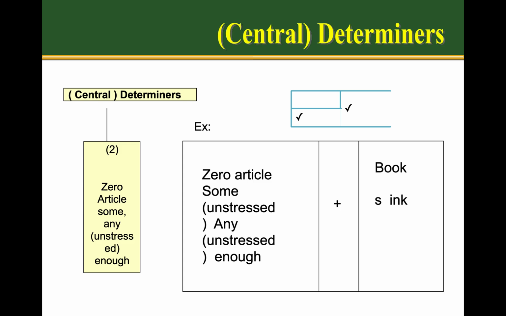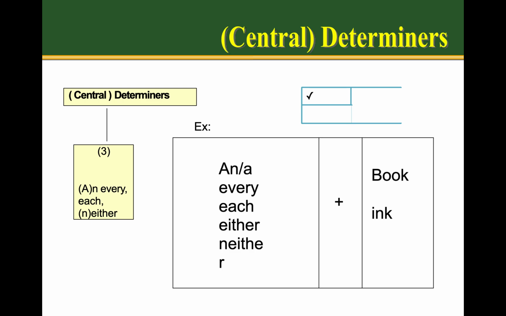Examples like zero article, books, or some (unstressed), any (unstressed), enough. Enough book, enough ink, any book, some books, or some book, in the case of unstressed ones. Central determiners: a, an, every, each, either, neither.